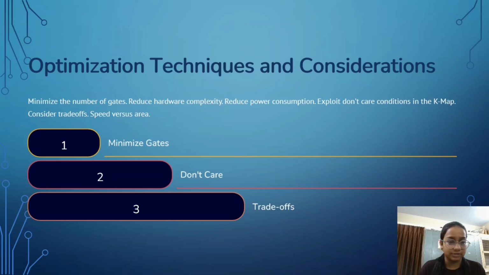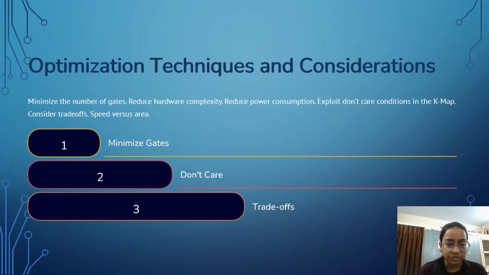Optimization techniques and considerations. Our goal isn't just to have a working ALU but an efficient one. One key aspect is to minimize the number of logic gates used in the circuit. Fewer gates translate directly to reduced hardware complexity, lower manufacturing cost, and decreased power consumption.